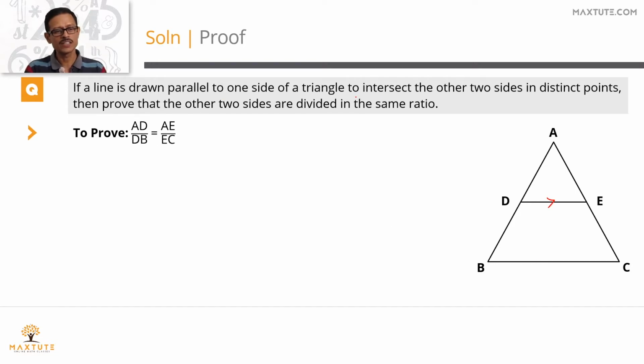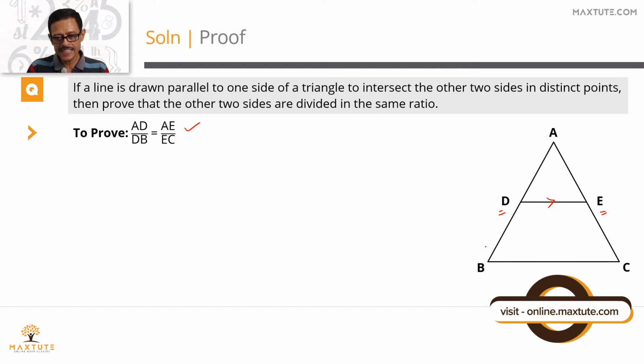So if a line is drawn parallel to one side of a triangle, DE is a line drawn parallel to one side, which is BC. To intersect the other two sides, if DE is parallel to BC, the other two sides are obviously AB and AC. To intersect the other two sides at distinct points, the points where it is intersecting AB and AC are D and E. What we need to prove is that this line divides the other two sides in the same ratio, which means point D divides AB in some ratio, and it's the same ratio in which point E will divide AC. Essentially, what we need to prove is AD by DB is equal to AE by EC.